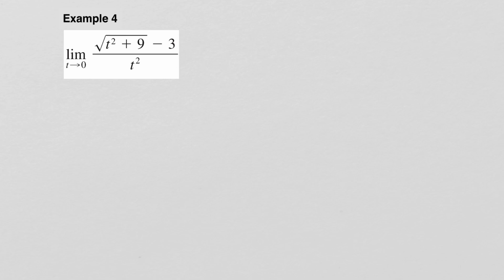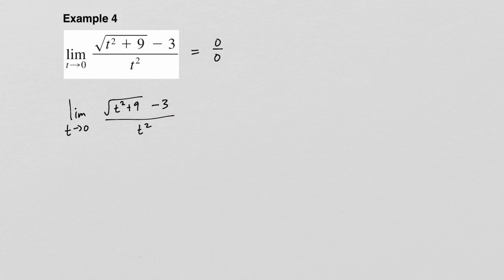In the next example, this is very similar. If you apply the limit laws here, you will end up getting 0 divided by 0. You can pause this video and verify that for yourself. So again, it means that we must algebraically simplify the original function. And so the function that we have here is the square root of t squared plus 9 minus 3, all divided by t squared. So the question is, how do you simplify this? It's not as easy as the last problem.